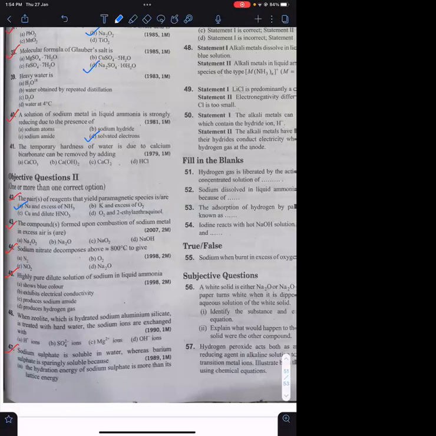Sodium in excess of O2, what do we get? You will be getting peroxide. Sorry, superoxide KO2. KO2 is K positive and O2 minus. O2 minus जो है, if you are applying MOT for this, it will be paramagnetic. Moreover, O2 minus में आपको 17 electrons है. O2 मतलब 16, O2 minus मतलब 17. If you are having odd electrons, obviously it will be paramagnetic. Agreed? Any doubt, anyone? So B is also an option.